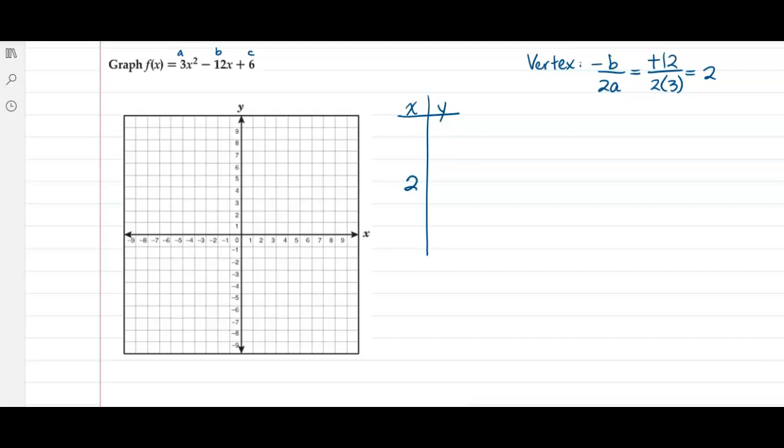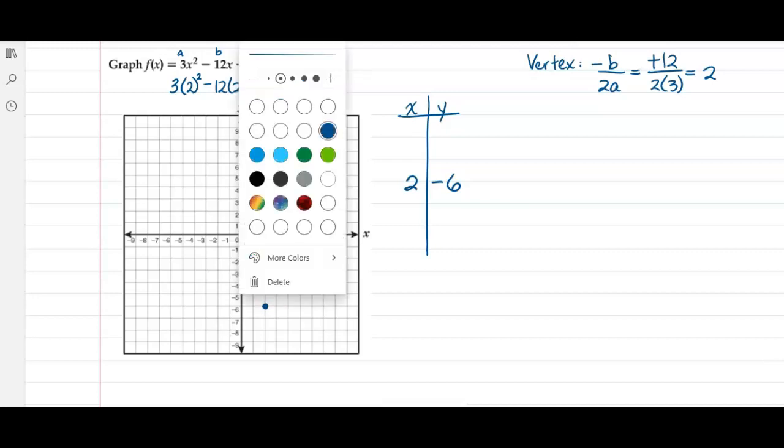Now, if I want to know the value of y at 2, I'm just going to plug it in. 3 times x squared minus 12 times x plus 6. You can use your calculator to do this if you don't want to do the mental math, but it's not too bad of a point. So this gives me 12 minus 24 is negative 12, plus 6 is negative 6. So now I have my first point, (2, -6).